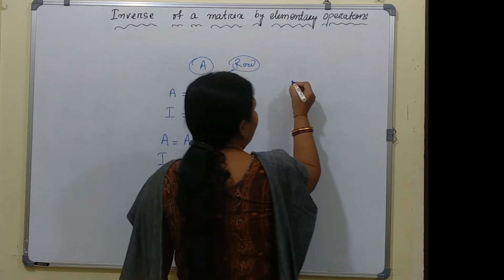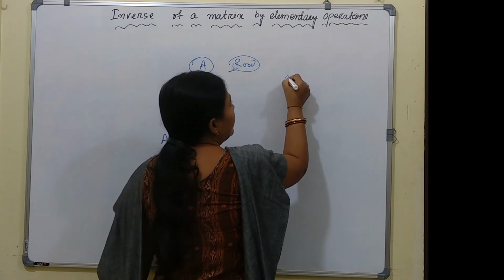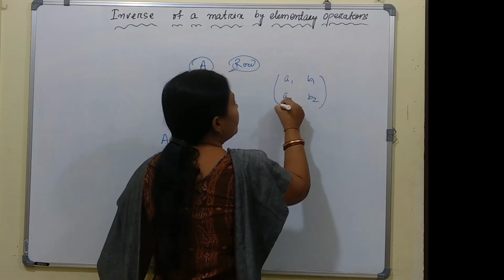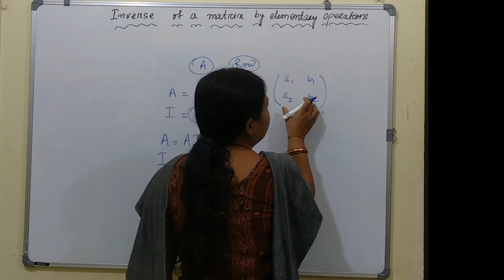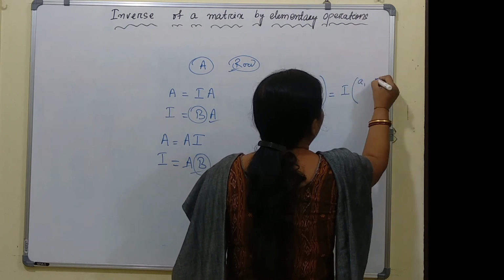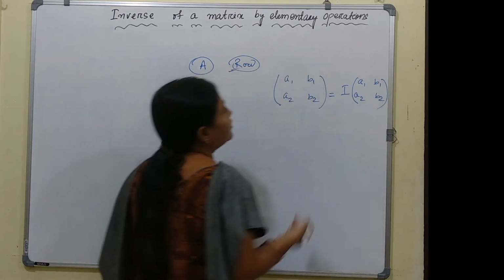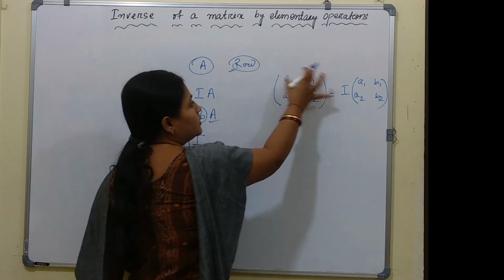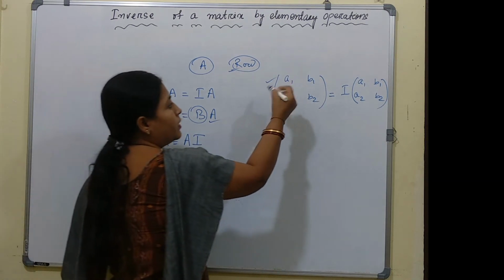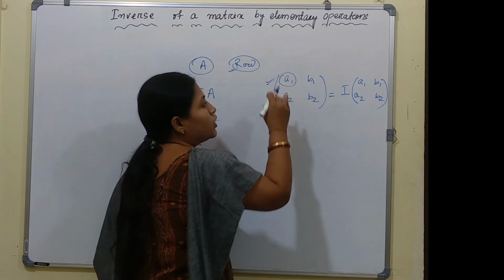So when we take the square matrix of order 2, that is a1, b1, a2, b2, first of all we will write this matrix A equals IA. Here we can apply the elementary row operations. When we apply the elementary row operations, first we convert this matrix into the unit matrix of order 2, because this is a matrix of order 2.